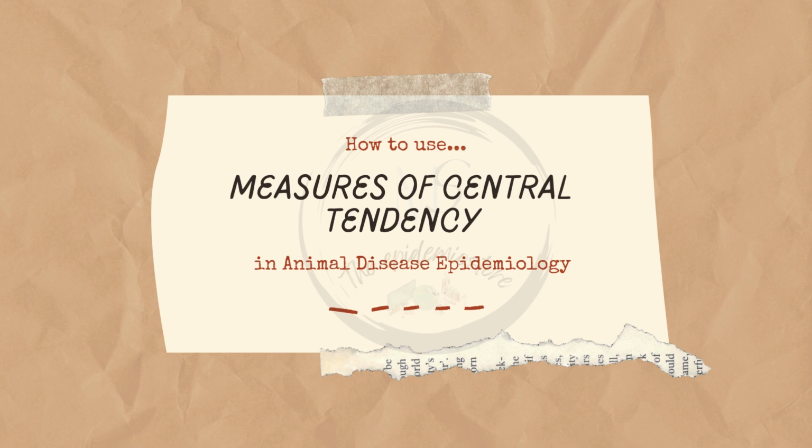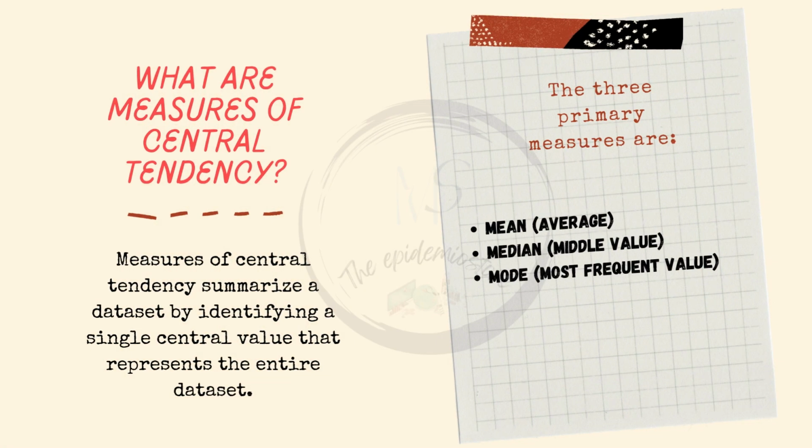Today, let us know how to use the measures of central tendency in animal disease epidemiology. So, what are these measures? Measures of central tendency summarize a dataset by identifying a single central value that represents the entire dataset. And the major measures are mean, median and mode.